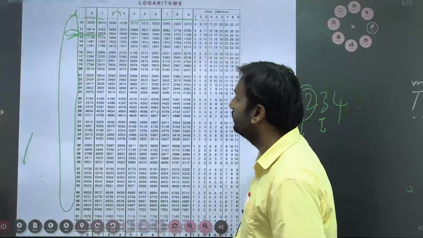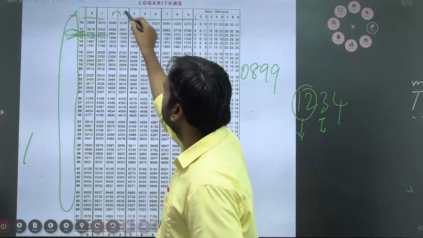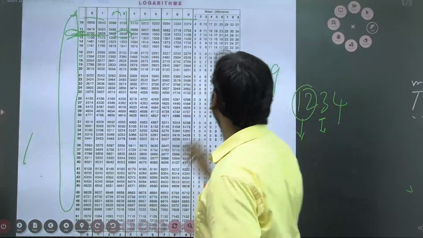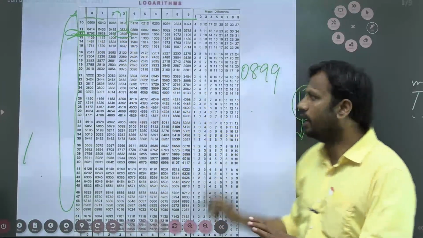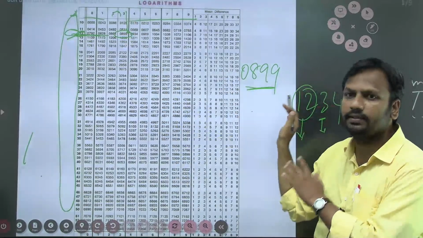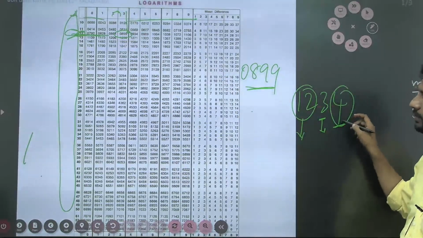Let me zoom in here. You'll not be getting this. If you take the 12th row, third column, what do you get? 0899 you are getting there. This number, 12th row, third column. After writing 0899 in the rough, then go for the next single number.